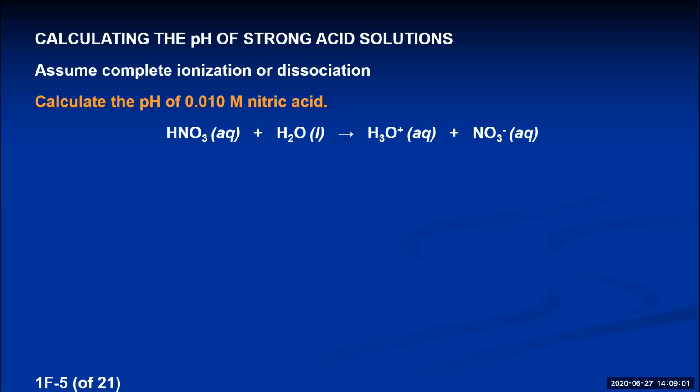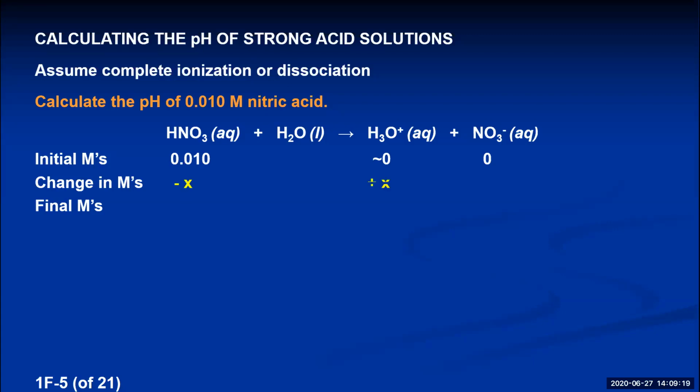So to predict what's going to happen here, if we write an initial molarity, change in molarity, final molarity table, we're making a solution 0.010 molar in nitric acid, and we're assuming there's nothing else present in there initially. And so if some amount of that nitric acid reacts, we would put minus X under the nitric acid, plus X under the hydronium, and plus X under the nitrate ion.